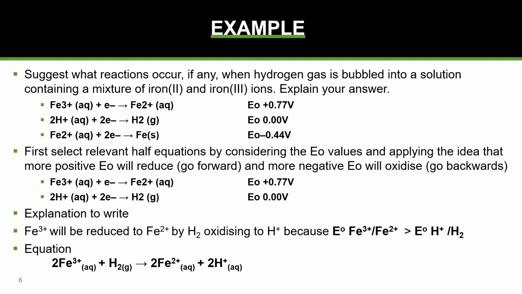Since the iron 3 reduction potential is more positive, we need to flip their reaction in hydrogen, and the electromotive force for that cell would be 0.77 volts minus 0. The electromotive force is positive, so the hydrogen will reduce the iron 3 ions into iron 2 ions, producing protons in the solution in a spontaneous reaction.